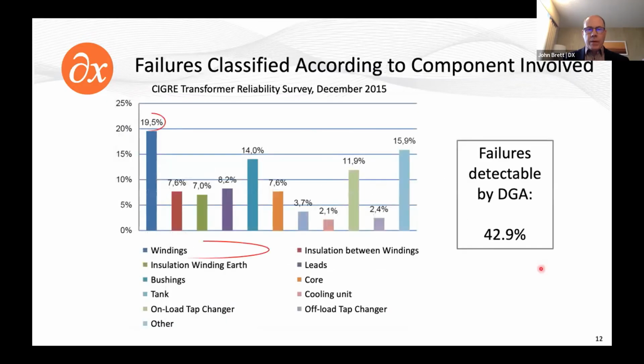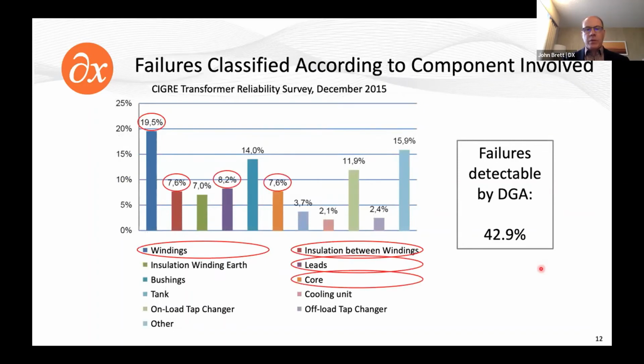Okay. Also referring to that survey, you look at all the failure modes or the components that were involved, and we have to pick out those components that actually might be detectable by DGA, because DGA won't detect typically a bushing failure. And so when you add them all up, about 43% of all the different failure modes can be detectable by DGA.